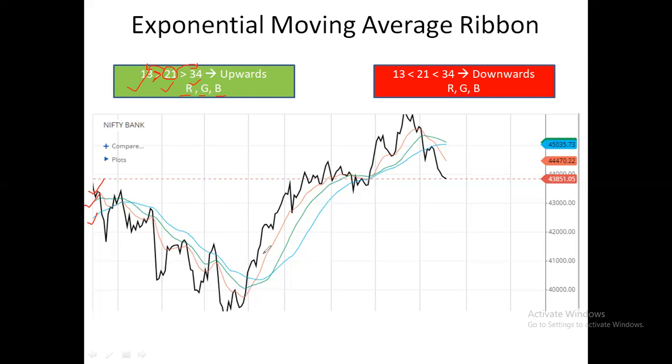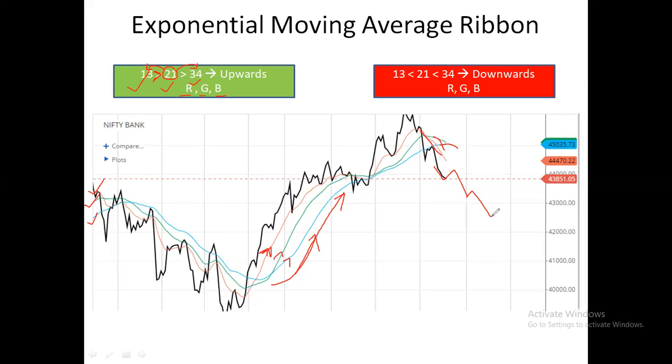Let's have a look at this. See here, red is in the upward direction, green is in the upward direction, and blue is in the upward direction. That means 13, 21, 34 in that order. This is a clear indication that the market has started taking an upward direction. See how the market has started an upward trend. And as soon as this red crosses and goes down, and then green is also eventually coming down, and blue will be on top. So that says what? The market started a downtrend. You are getting an early indication that the market is trading towards a down situation.